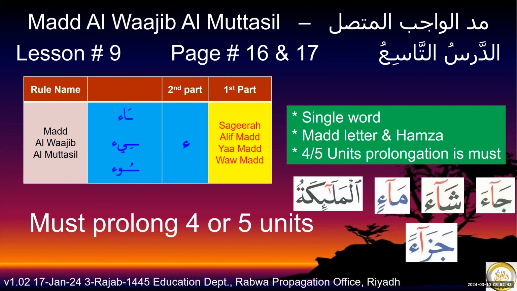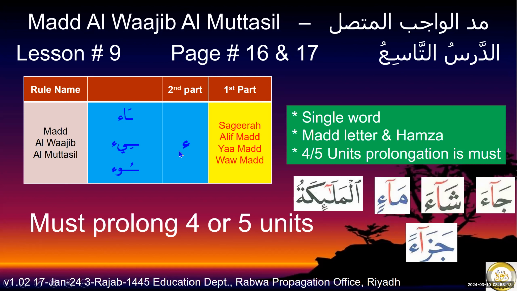So now we are studying the first part, mad sign followed by hamza. This is the mad sign, like a sine wave on the mad letter. If you find this mad sign, that means this mad must be prolonged either 4 or 5 units, or 6 or 7 units. It has to be prolonged 4 or 5 units when it is followed by hamza.